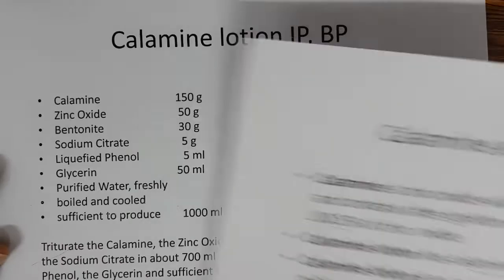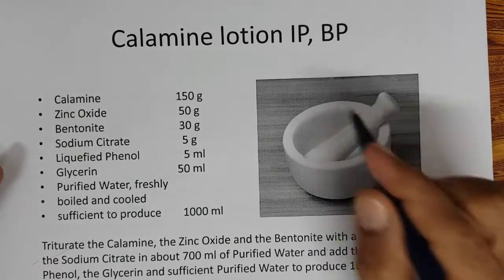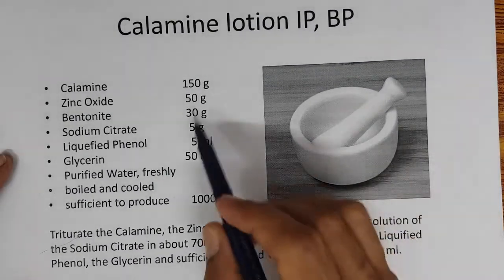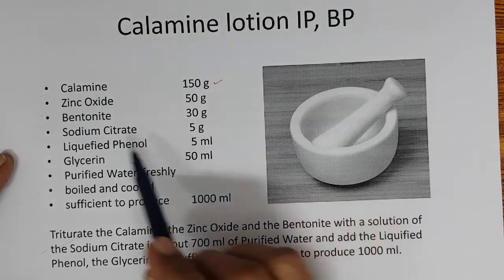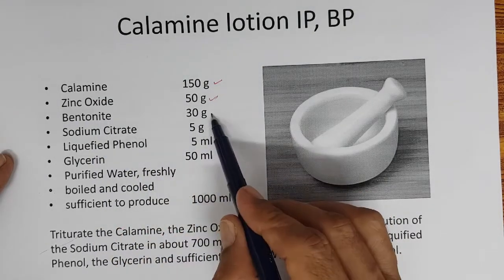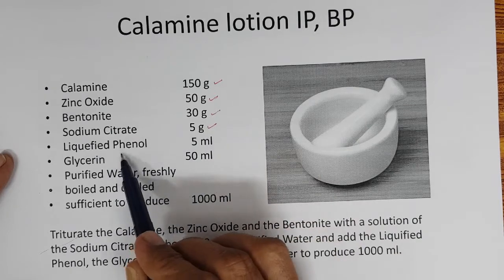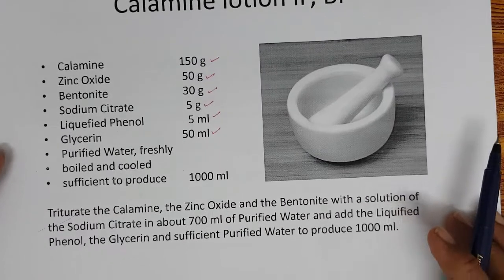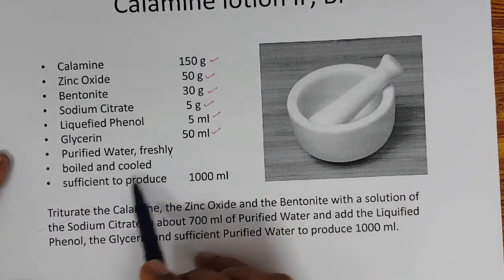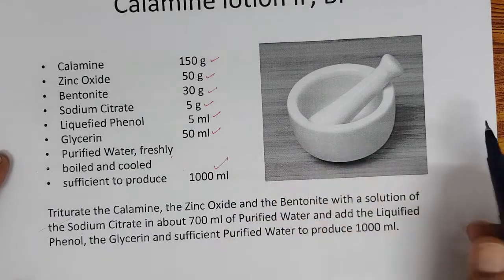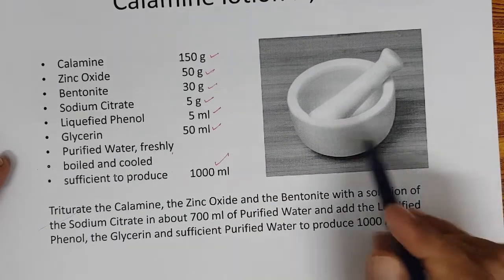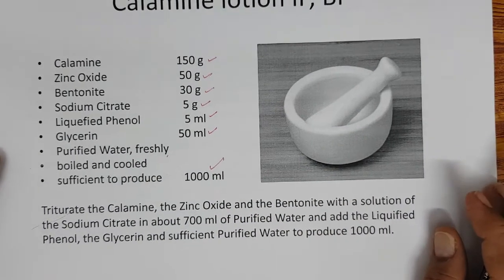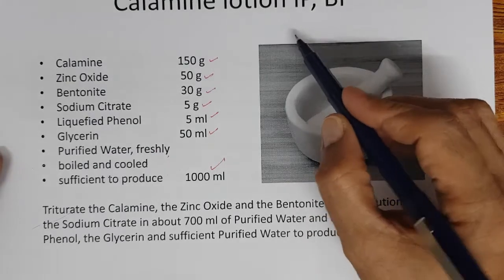Calamine lotion, Indian Pharmacopoeia and British Pharmacopoeia. What is the formula they give? Calamine 150 grams, zinc oxide 50 grams, bentonite 30 grams, sodium citrate 5 grams, liquefied phenol 5 ml, glycerin 50 ml. Purified water, freshly boiled and cooled, sufficient to produce 1000 ml, right? So, these are all added in grams and finally made up to 1000 ml.